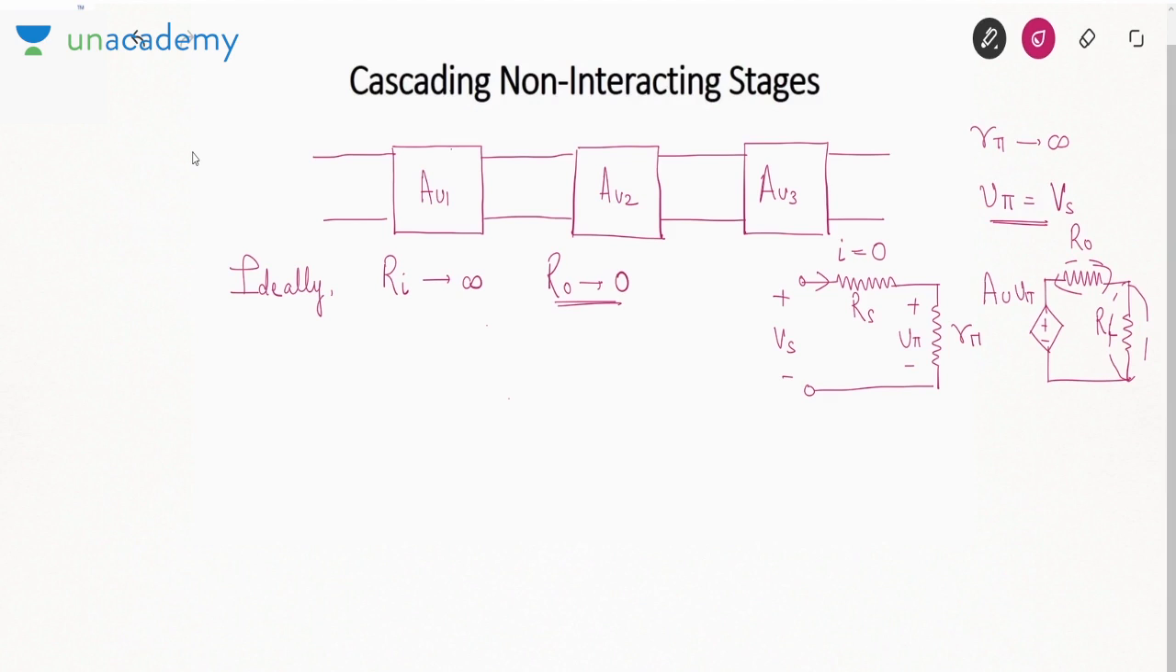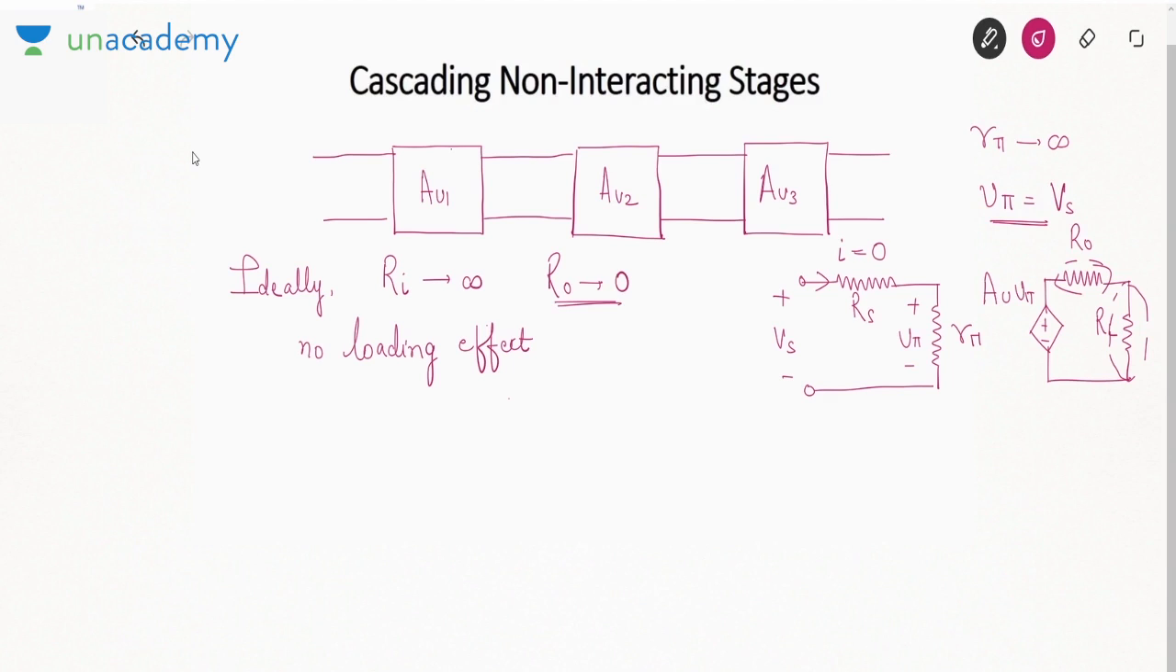Now when non-interacting stages are cascaded, we say that there is no loading effect. Now the question that strikes the mind is, what is this loading effect actually? Loading effect means when the next stage draws current or power from the previous stage. If it is drawing current, it is drawing power. If it draws power from the previous stage, it works as a load on the previous stage. Since it is not drawing any current or power, it is not acting as a load, and that is what I am saying as no loading effect. Are you getting my point? There is no loading effect if the stages are non-interacting.